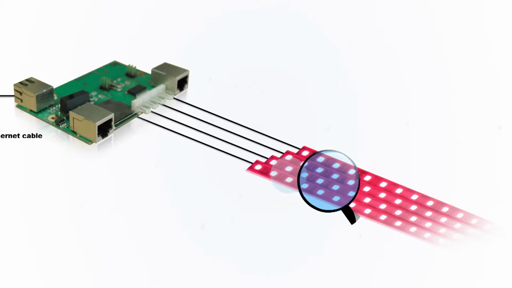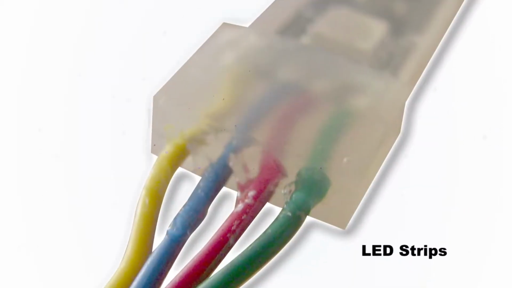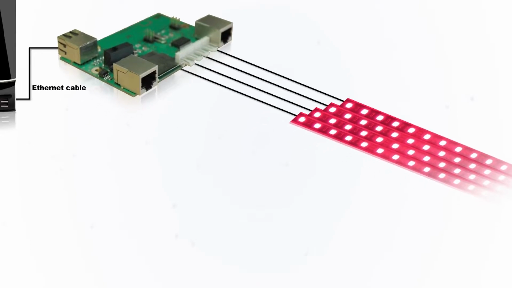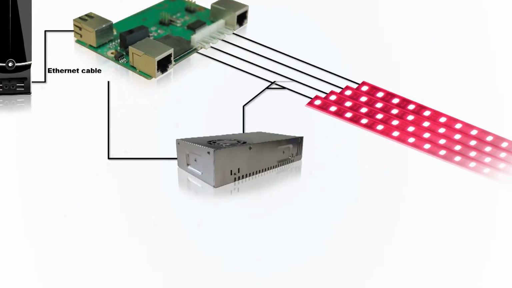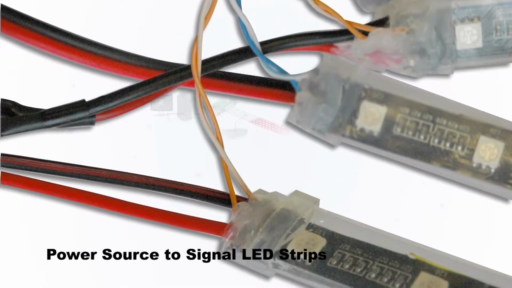The signal output for the LED strips is connected directly into the Ethernet converter. LED strips, the Ethernet converter, and distributors must all be connected to the power source.